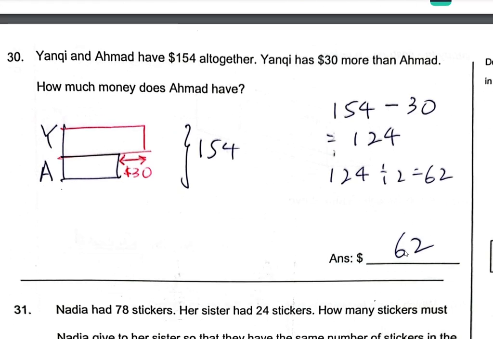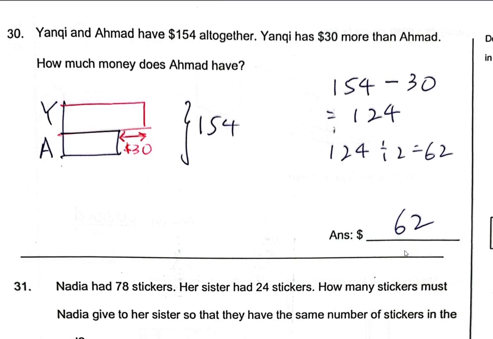Next one. Now, Yanqi and Ahmad have $154 altogether. So you look at my model. Yanqi, Ahmad, 154 altogether. Now, Yanqi has $30 more than Ahmad. The more than part will always stick out. So this part where I drew this arrow from the left to the right, this part I'm circling with my mouse, this is the larger, more than part.